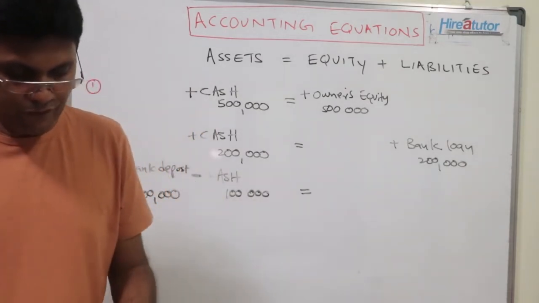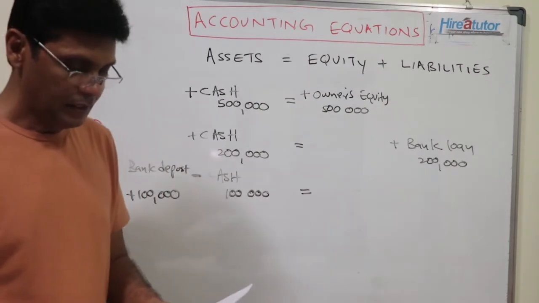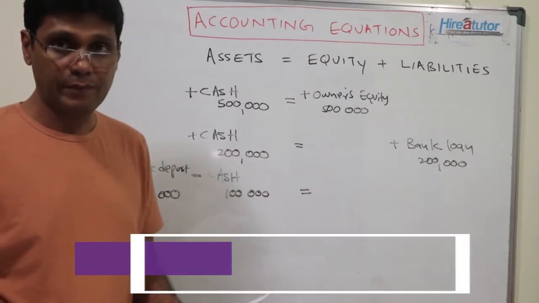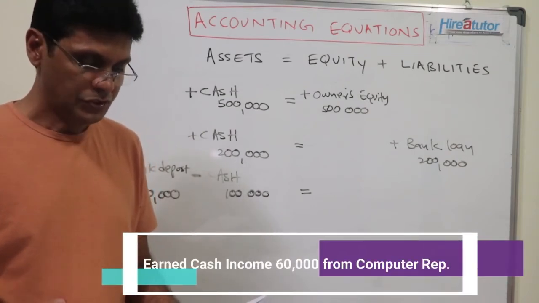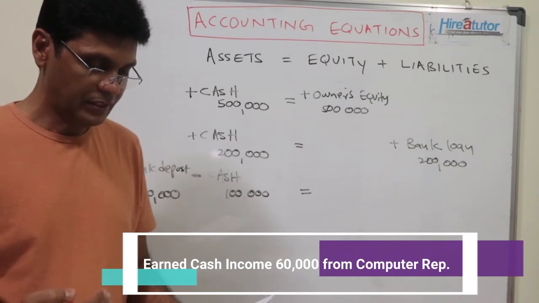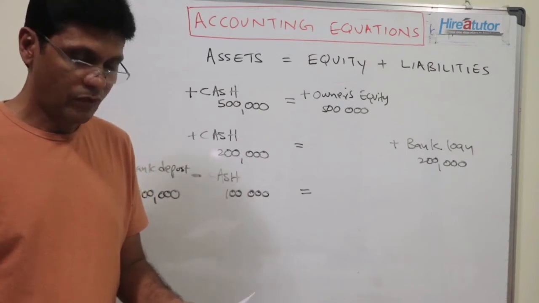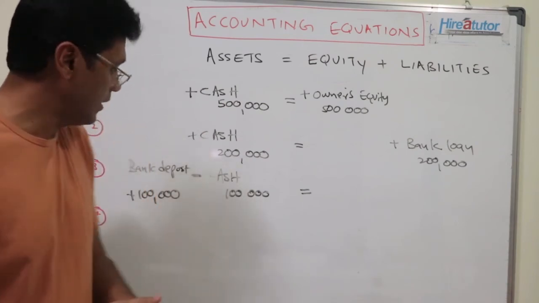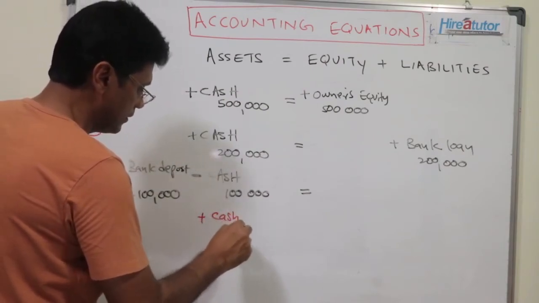Next, move on to the fourth transaction. Earn a cash income of 60,000 from computer repairs. The main business activity is repairing computers. So she has done a repair and she has earned an income of 60,000. Now, what is the dual impact? Since you have earned a cash income, cash will increase by 60,000.